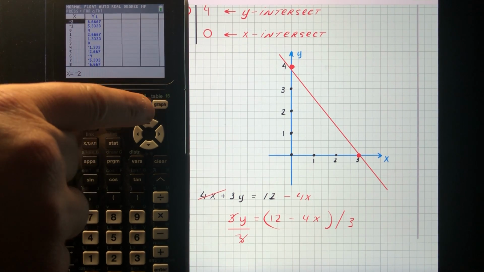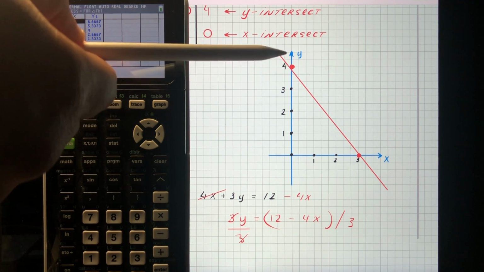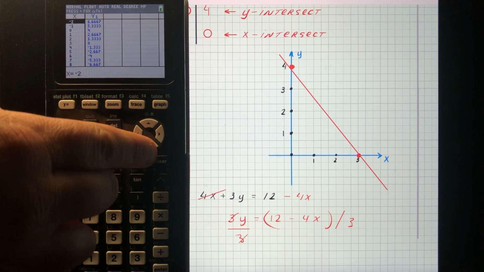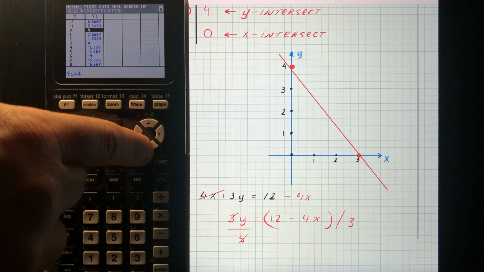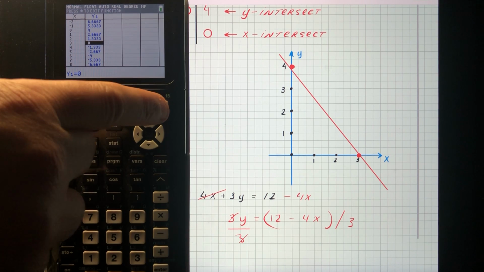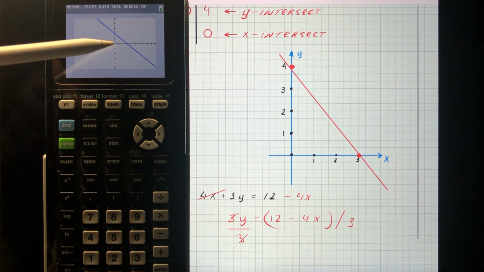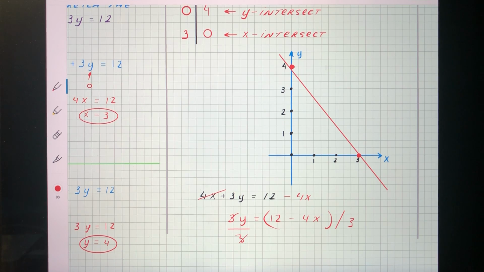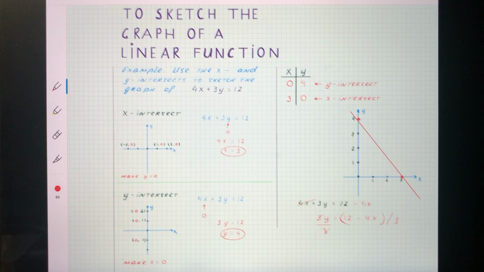Second table. So we're looking for the same exact points that we have on our graph. So we're looking for 0 for the x, 4 for the y, and it's right here, 0 for the x, 4 for the y. We're also looking for 3, 0, and here it is, 3 for the x, 0 for the y, which means this graph is exactly the same graph as this graph. So we have confirmed using the calculator that we have made the correct sketch. And this is how to use the intersects to find the sketch of a linear function.